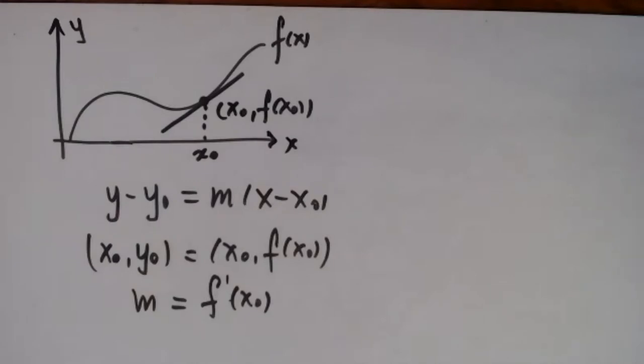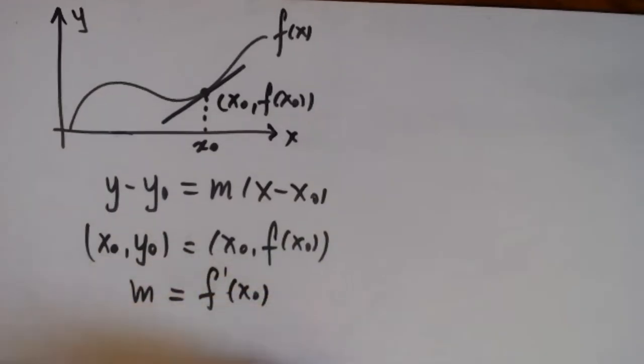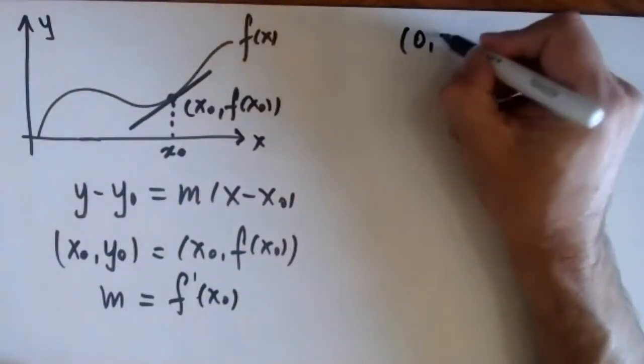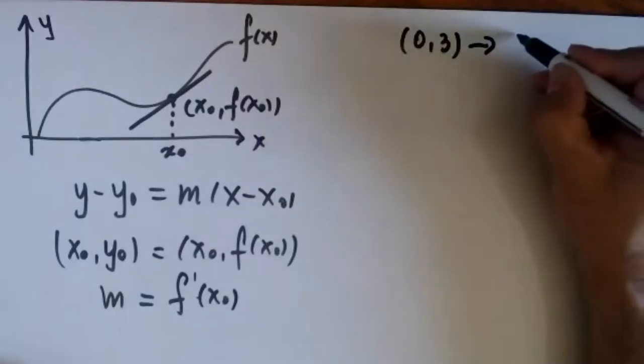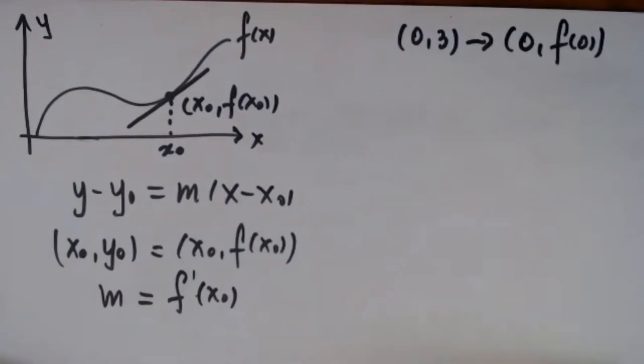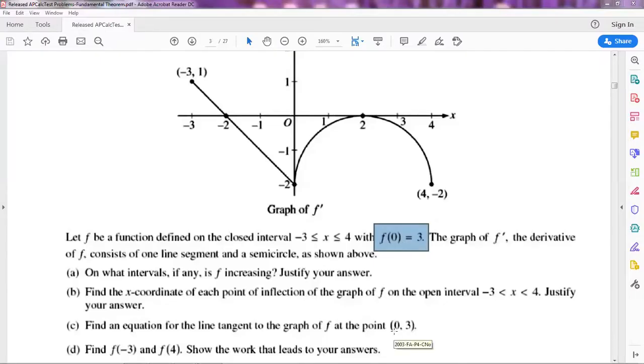Now, you need exactly the same for this line. The point is (0, 3), so this is (0, f(0)), correct? Let me go to the problem right here. You see, f(0) is 3, and the point is (0, 3). That's the point. Now, you need f prime at 0, correct?